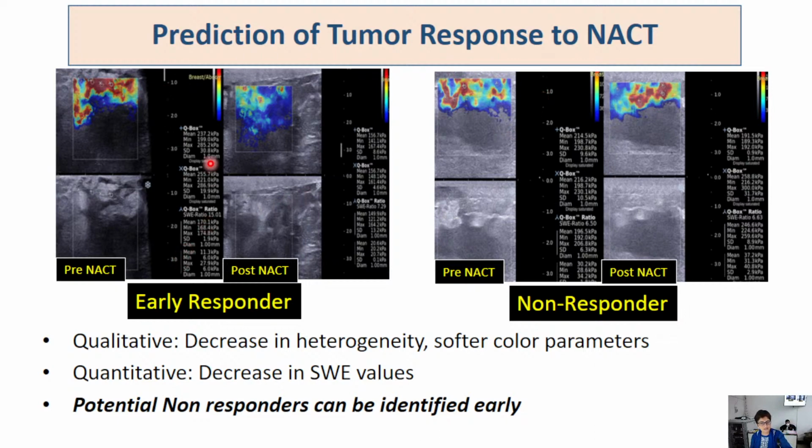Now, if there is an early responder, here you can see in the images. So here the lesion was initially very hard. There were red areas predominantly, and the post NACT, we can see that part of the lesion is now green and blue. So the lesion has decreased in the elasticity. That is an indicator of early responder. Whereas in a non-responder, the elastography evaluation is almost similar. So potential non-responders can be identified early by using this application of shear wave elastography.